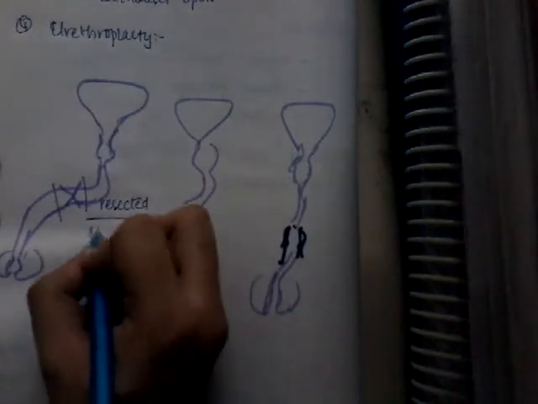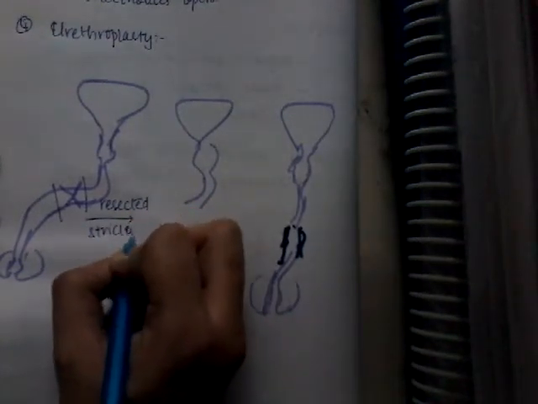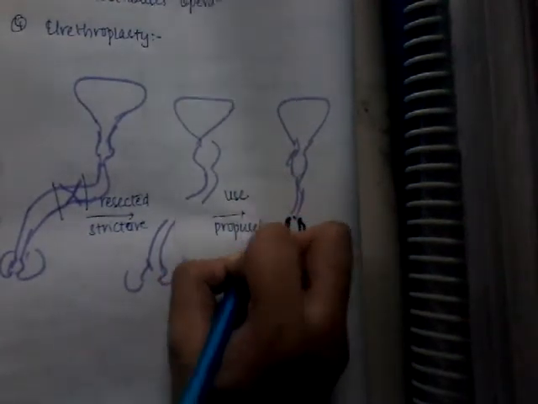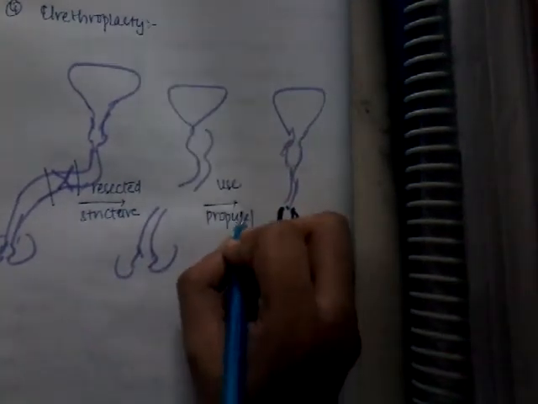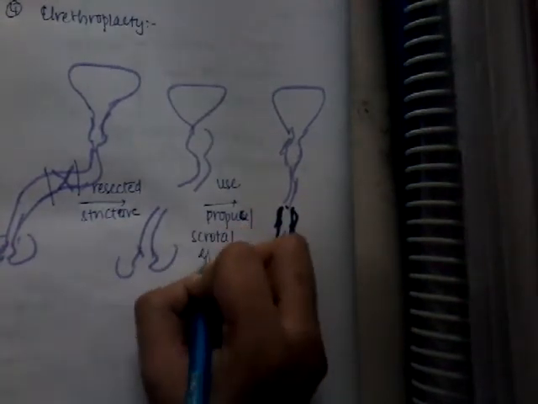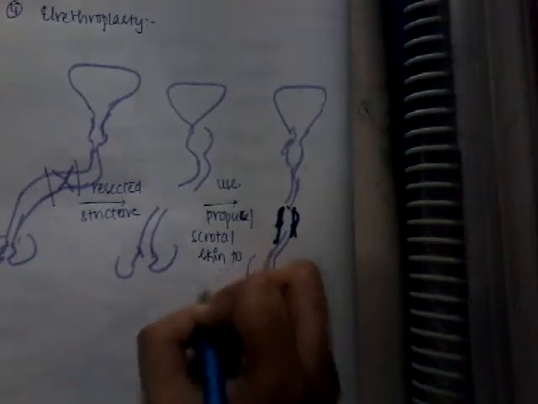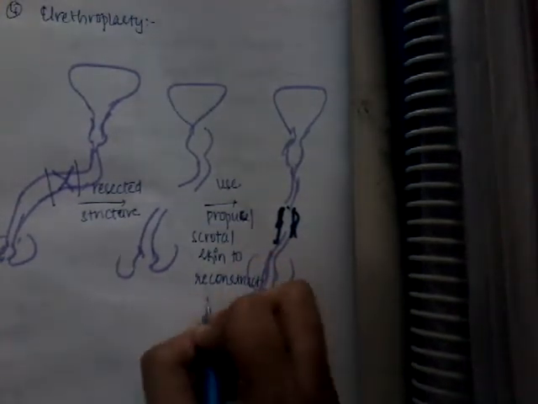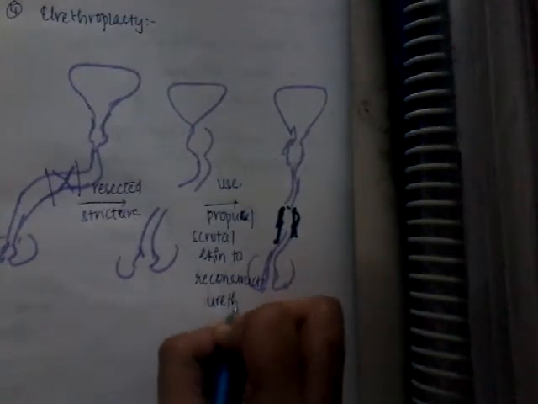So first we have resected the stricture, and then use prepuceal or scrotal skin to reconstruct the urethra. So this is urethroplasty.